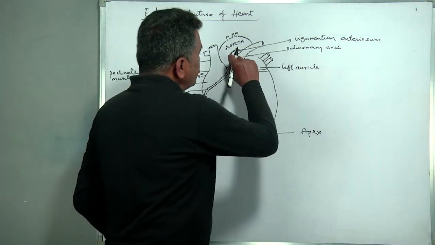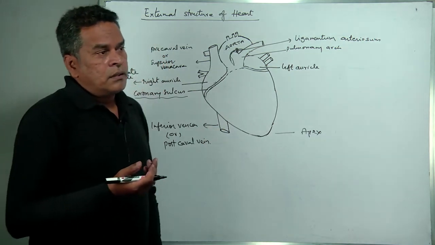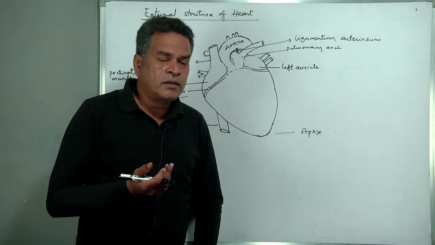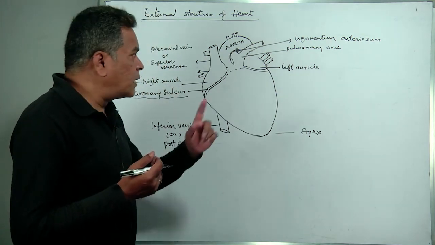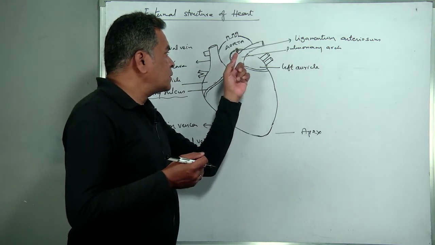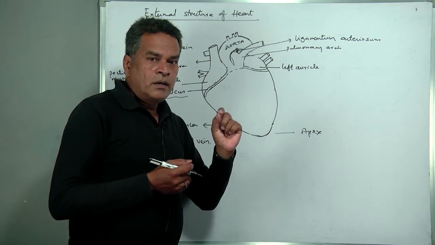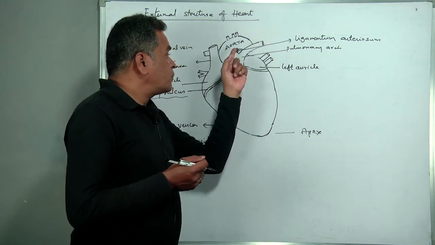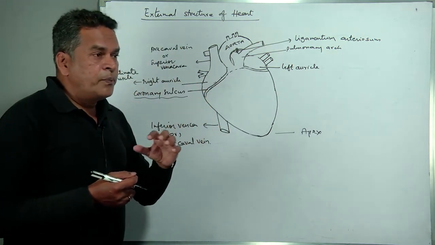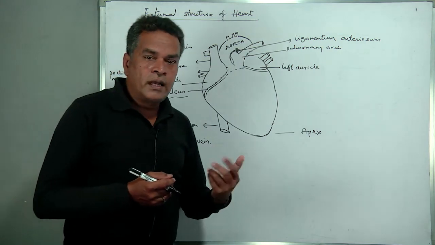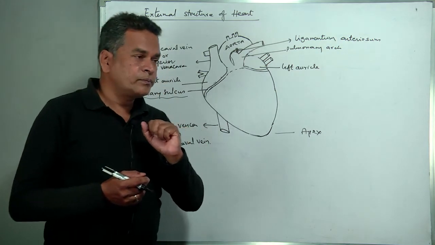In the fetus, since the lungs are non-functional in fetal life, the ductus arteriosus, a small blood vessel, shunts the blood from the pulmonary artery into the aorta. That means it prevents the flow of blood into the lungs. That is the ductus arteriosus, right?